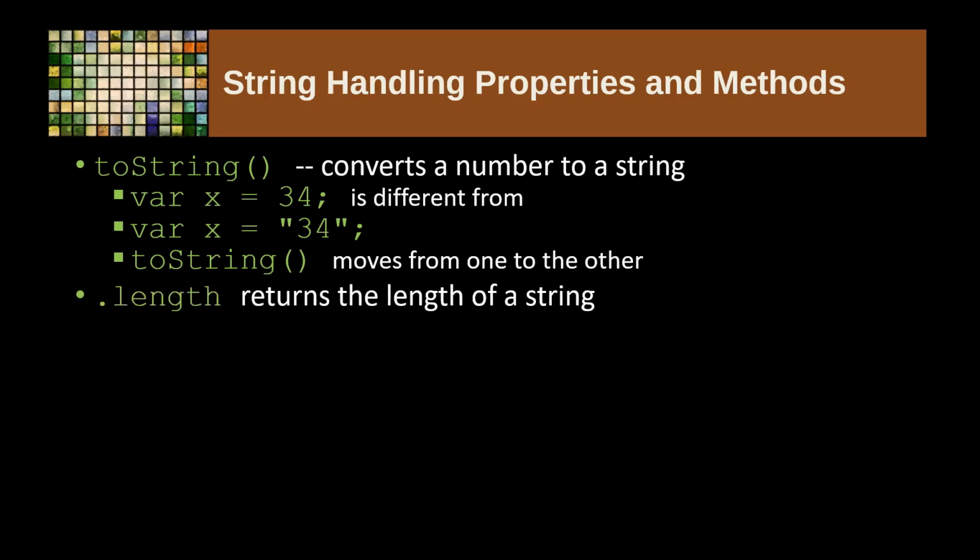.length returns the length of a string, and we'll see an example of that in code. So that's a property rather than a method, and you can tell by the little dot. When you stick that .length on a string variable, then that will actually turn it into the number that represents the length of the string.